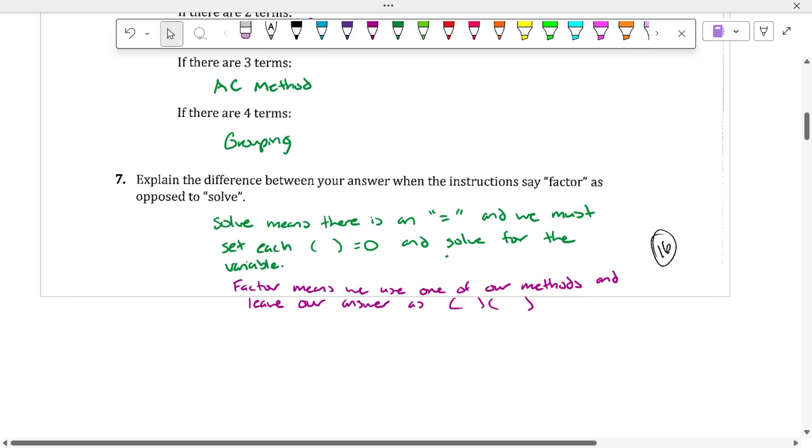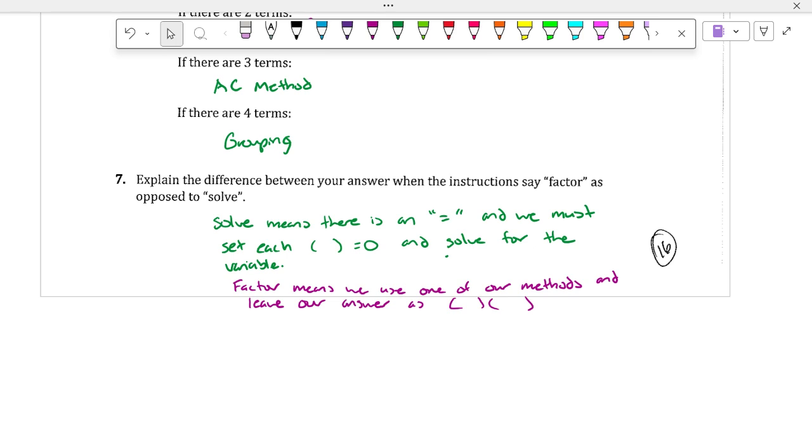All right, then lastly, number 7. So difference between factor and solve. Solve means there is an equal sign in the problem somewhere, and we must set each factor equal to 0 at the end. And then we solve for the variable. Factor means we just use one of our above methods and we leave our answer as your 2 bubbles or as 2 factors or as a GCF and a factor, whatever it is that we use when we get factoring done.